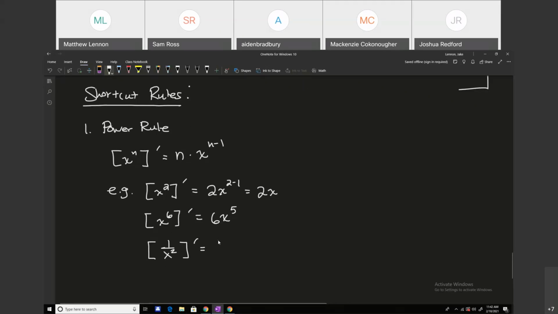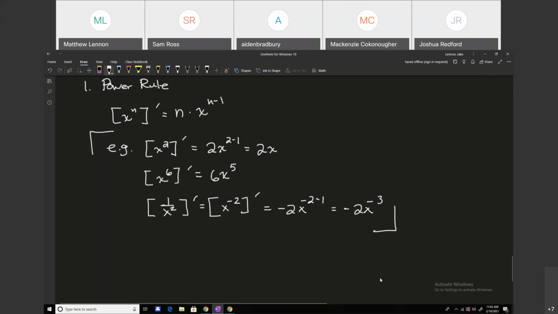Well, if you rewrite the 1 over x squared as x to the negative 2nd, now it looks like it's in the form x to the n, and you can apply the power rule. So you would get negative 2x to the negative 2 minus 1. So the derivative here is actually negative 2x to the negative 3. So that is the power rule, and those are some examples.